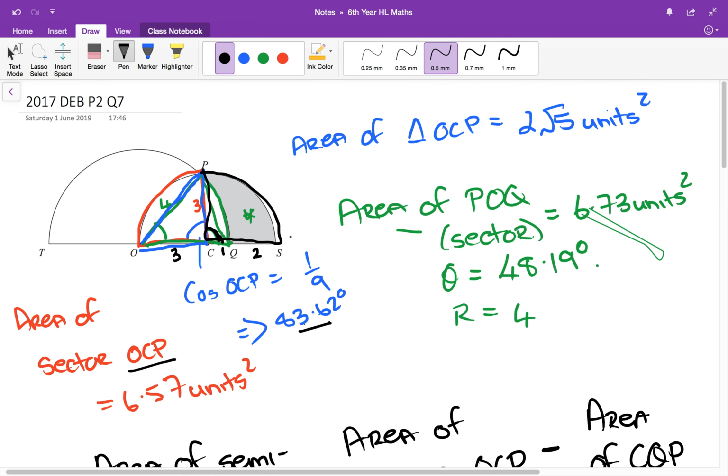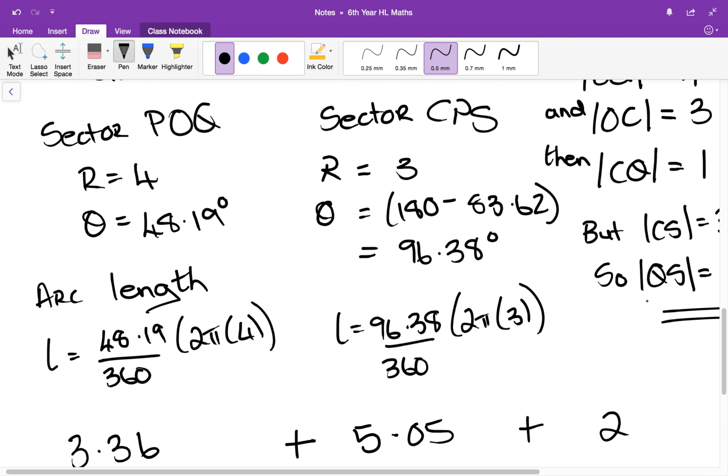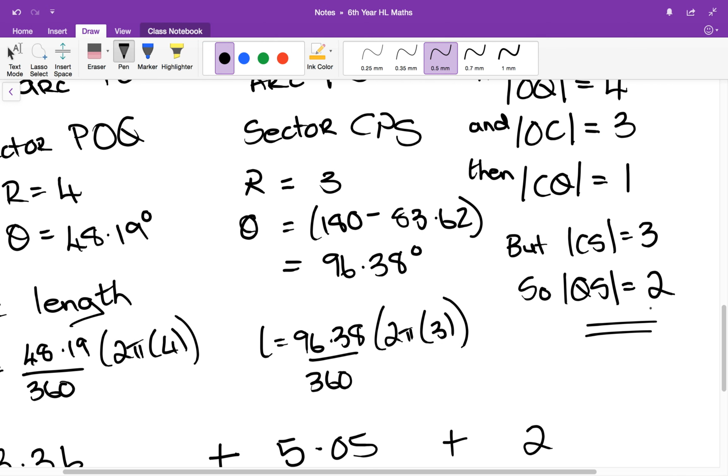QS then, the bit across the bottom. So if O to Q, which is part of the big semicircle, is 4, and O to C is 3, then C to Q here has to be 1, 4 minus 3. But C to S is 3 because that's the radius of the small semicircle. So if you do that 3 minus the 1 that we got here, you end up with QS being 2. So that's sort of explained there, and I get that QS is 2.